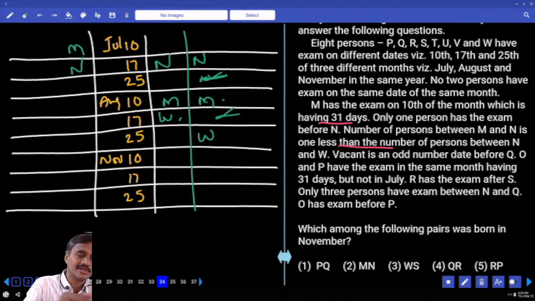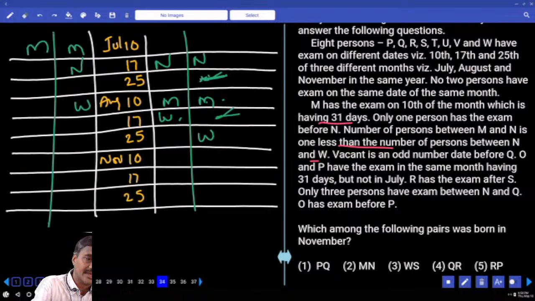Here again M and N 0, and between N and W we must have 1 person. N and W 1 person, W is here, or what is the other possibility we have? M and W can be here. One between these two is a holiday. Now these are the cases we have here.